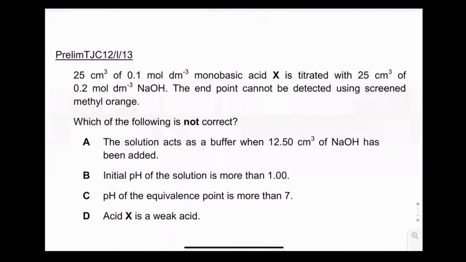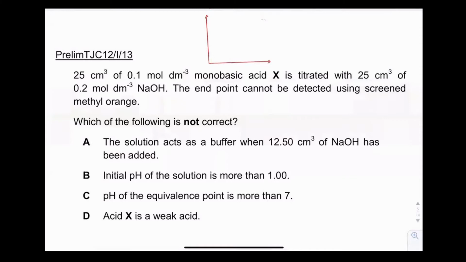Hi everyone. Today we'll be going through another ionic equilibrium question. So this question is testing mainly on the titration curve. So let's take a look. Before we go into it, let us have a basic understanding of titration curves.